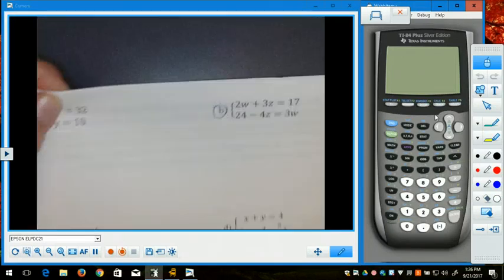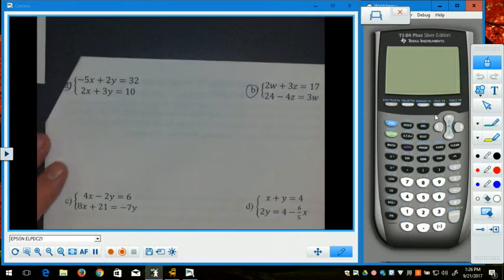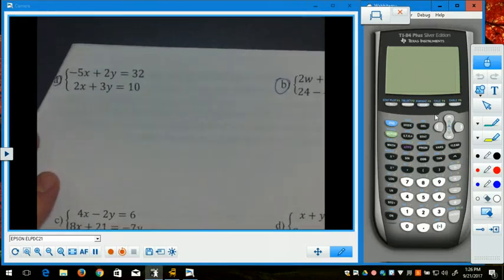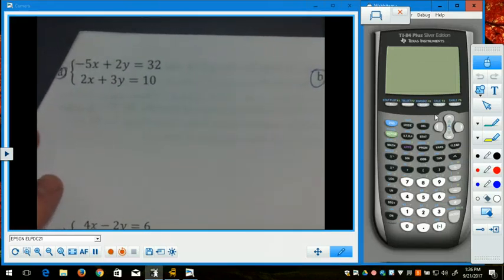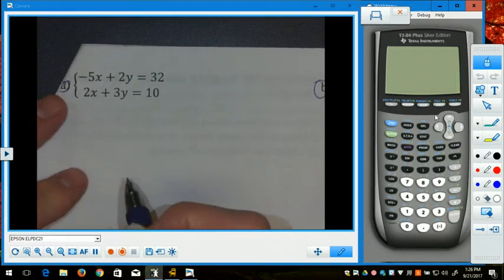You were asked to try problems A and B for now. So if you did these correctly, then you can always fast forward to the final answer if you just want to check your answer. But if you need to see the steps, here they are.